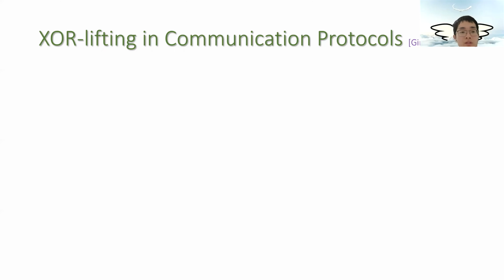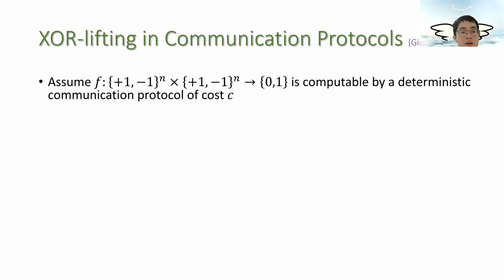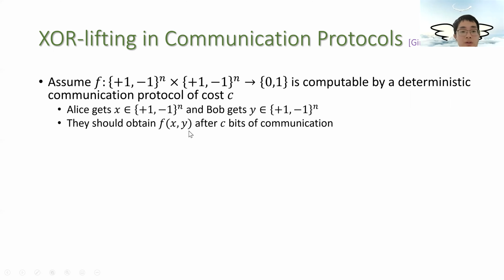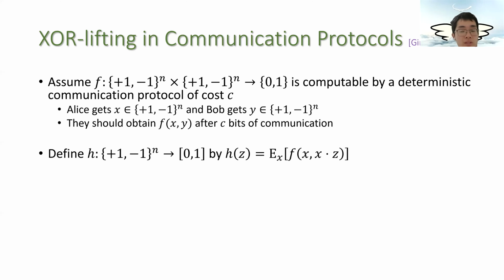The third application comes from XOR lifting in communication protocols. Assume the function f is computable by a deterministic communication protocol of cost c. This means Alice gets an n-bit string x and Bob gets an n-bit string y, and their goal is to obtain f(x,y) after c bits of communication. In a recent work by Uma Girish, Ran Raz, and Avishay et al., they define a Boolean function h by h(z) equals the expectation over uniform x of f(x) times x times z, entry-wise.